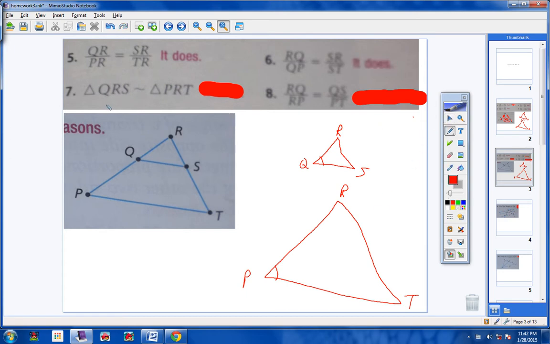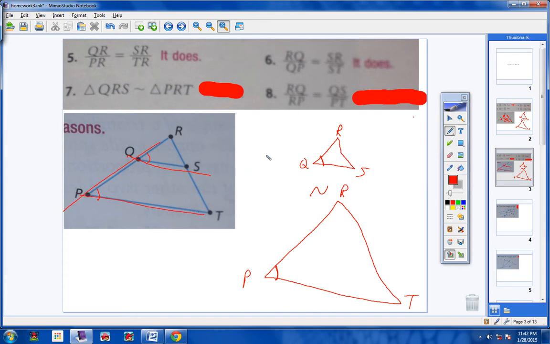Triangle QRS is similar to PRT. Does that tell you the lines are parallel? Well, yes it does. That's just like number 5, because here's why. So the answer is yes, QS is parallel to PT, because once we state the two triangles are similar, that means this angle is congruent to this angle, which means this angle is congruent to this angle, and whenever corresponding angles are congruent, then the two lines that are intersected are parallel.